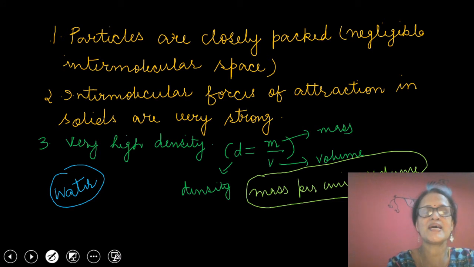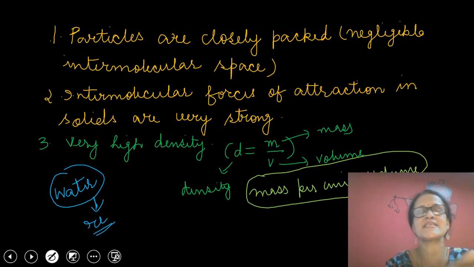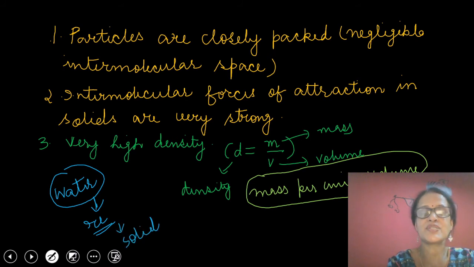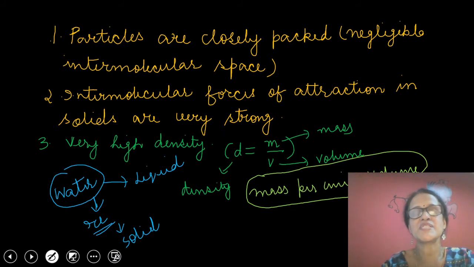You all know that at a temperature 0 degrees centigrade or below 0 degrees centigrade, water exists as ice. Ice represents the solid state. And at the room temperature, water exists in liquid state. So children, you must have seen that density of ice is lesser than the density of water. What is the reason? Why water is showing this anomalous behavior? Why water is showing this exceptional behavior?